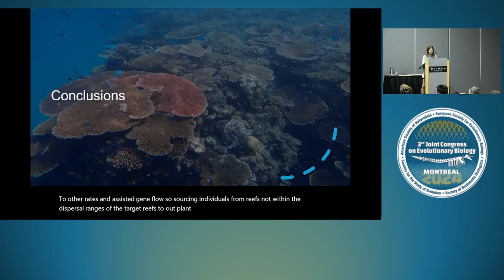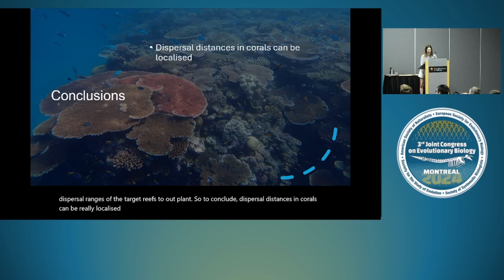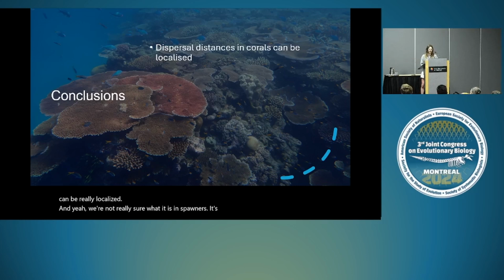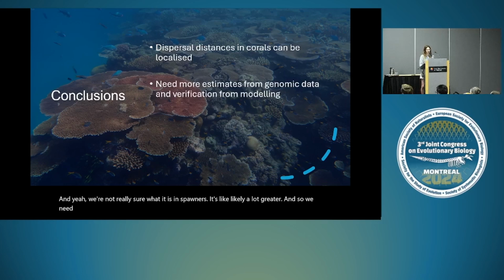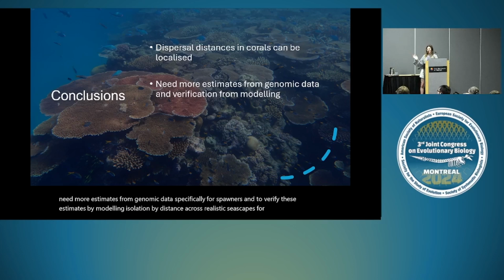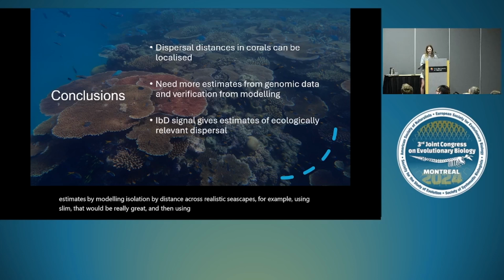To conclude, dispersal distances in corals can be really localised. We're not really sure what it is in spawners. It's likely a lot greater. So we need more estimates from genomic data, specifically for spawners, and to verify these estimates by modelling isolation by distance across realistic seascapes, for example using SLiM, that would be really great. And then using IBD, we can get estimates of ecologically relevant dispersal, which is really important for the recovery and adaptation in the next few decades.